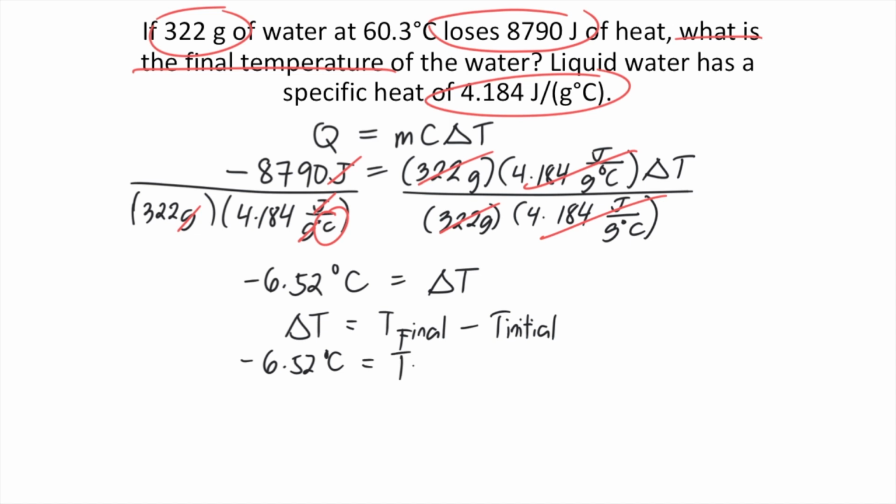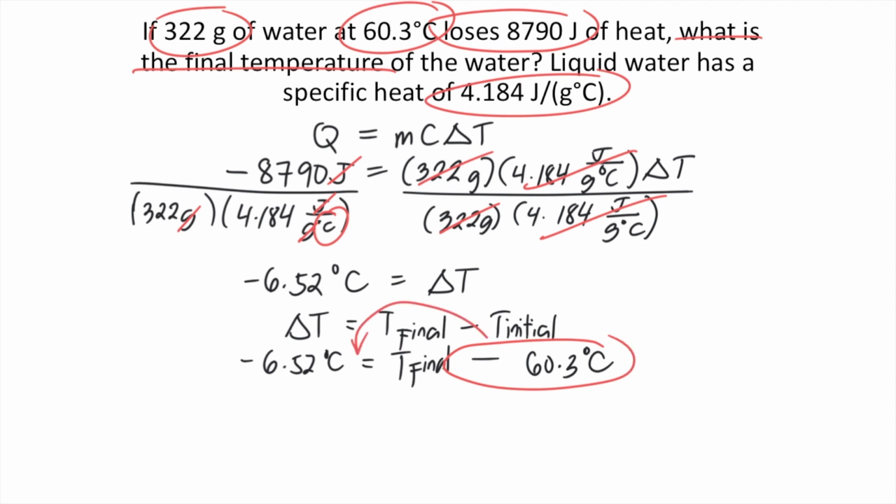We don't know the final temperature. Minus the initial temperature is actually given in the problem. That is 60.3 degrees Celsius. So if you want to solve for the final temperature, all you need to do is transfer minus 60.3 to the other side, and it becomes positive. So negative 6.52 degrees Celsius plus 60.3 degrees Celsius, that is your final temperature.